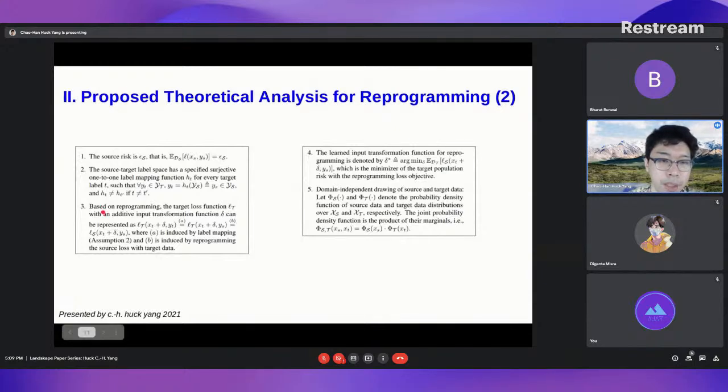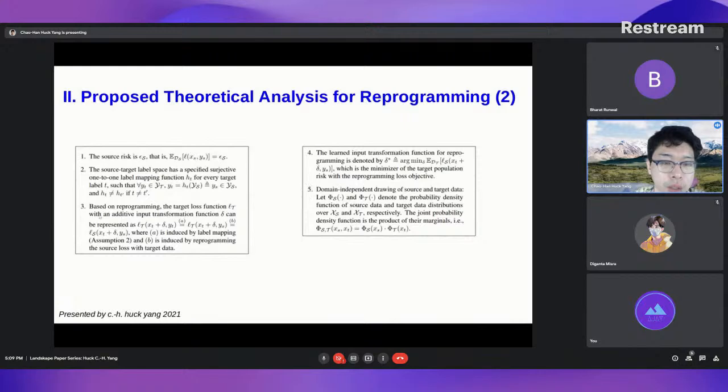And second, based on the reprogramming, the target loss with these additive transformation functions can be represented like here. So here is the x_t plus delta. I'm not sure if the notation is big enough. Can you see this notation? Sorry. Yeah, I'm able to see it. Yeah, appreciate it. So you can see this x plus delta and the prediction label.